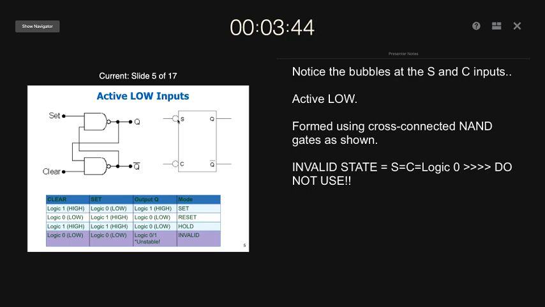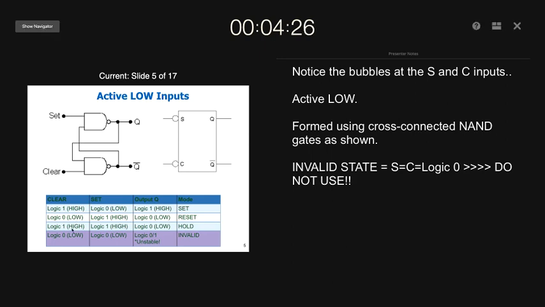So we have active low on set, a bubble, and active low on clear, a bubble. Operation is exactly the same, but with the opposite logic levels. If we're going to set the flip-flop, clear is going to be 1, set is going to be 0, and the output is going to be 1, which means set mode. So logic 0 activates the input. If you want to reset the flip-flop, output Q is low: make set high to disable it, and make clear low to enable it.